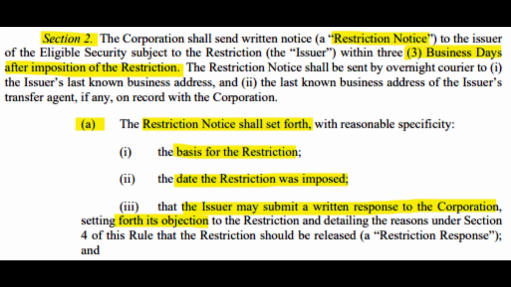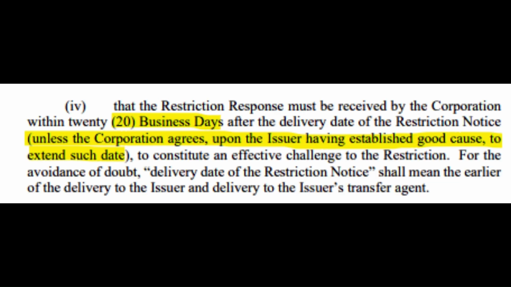3. When the issuer may submit a written response to the corporation, setting forth its objection to the restriction and detailing the reasons why the restriction should be released, a restriction response, and 4. That the restriction response must be received by the corporation within 20 business days after the delivery date of the restriction notice, unless the corporation agrees, upon the issuer having established good cause, to extend such date, to constitute an effective challenge to the restriction.